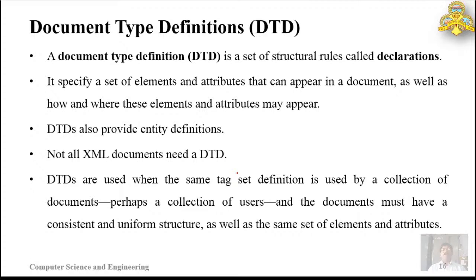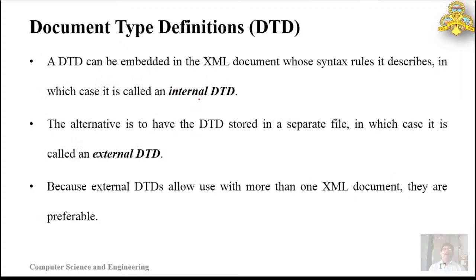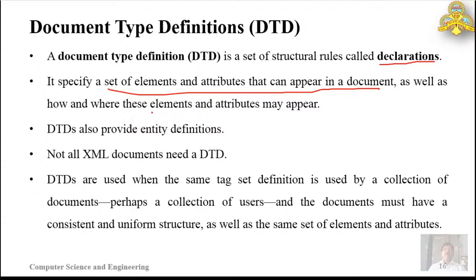Document type definition is the oldest method and is not used nowadays. It has already been made obsolete by the W3C, but it is better to understand why the document type definition was used in the earlier days. It provides structural rules called declarations. DTD provides structural rules and the set of elements and attributes that can appear in a document, as well as how the elements are related to one another. That means we are declaring the elements and also their attributes, and it also has support for entity definitions.